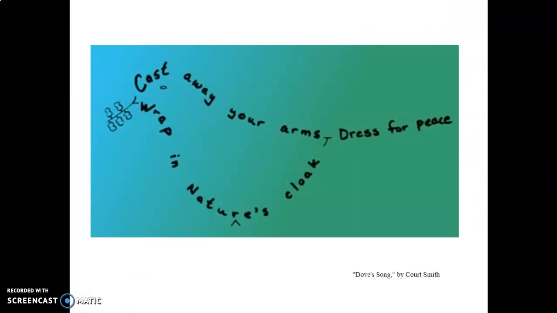Here's another one. This is called Dove's Song by Court Smith. Court Smith is a very famous concrete poet. This one I love because, again, the cool thing about it is we don't really know where to start, and that's okay. So as a reader, I can start this in a couple different ways. I could start it with wrap in nature's cloak, cast away your arms, dress for peace. I could start it with cast away your arms, wrap in nature's cloak, dress for peace. Or I could start it, dress for peace, wrap in nature's cloak, cast away your arms. So you can decide as the poet whether you want to kind of leave this open to interpretation, or sometimes you'll see that the way the poem is written in the picture makes where we're supposed to start pretty clear.